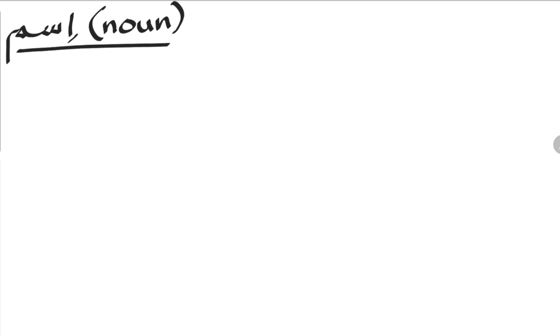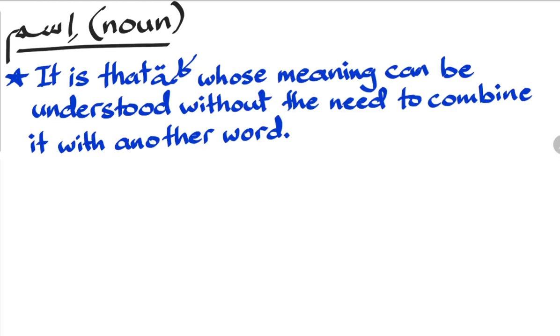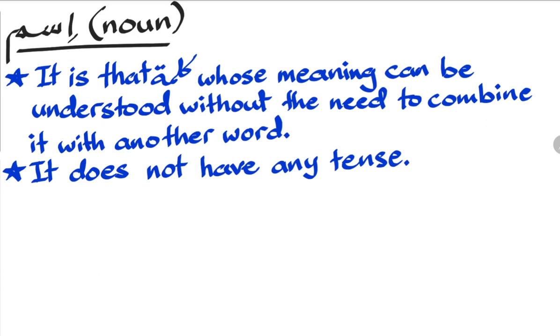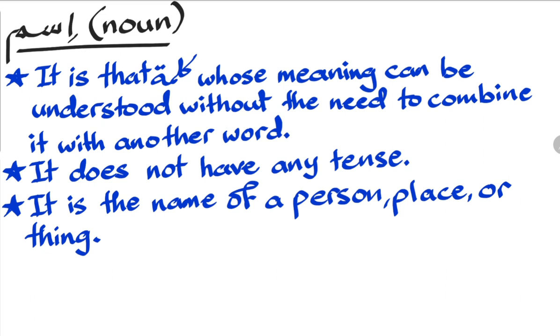In Arabic, an ism or noun is a kalima whose meaning can be understood without the need to combine it with another word. Another thing which is particular about ism in Arabic is that it does not have any tense, meaning it doesn't denote anything that has to do with past, present, or future. And essentially, as we say it in English, a noun is basically the name of a person, place, or thing. Let's take some examples. For example, one of the nouns in Arabic is rajulun.